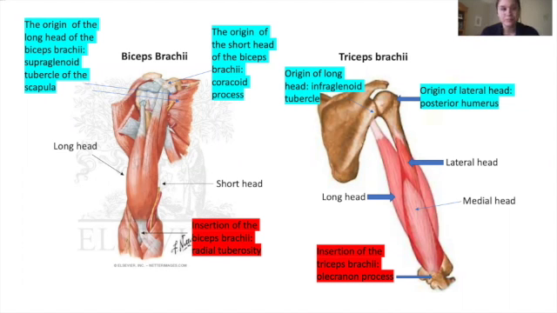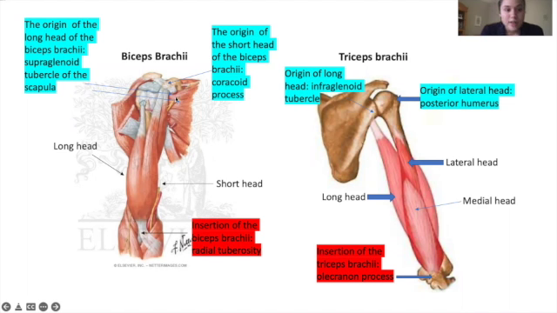of these muscles. So as you can see here, for the biceps brachii, let me start with the long head and the short head. This is the long head of the biceps brachii, and this is the short head of the biceps brachii. So the origin of the long head is at the supraglenoid tubercle of the scapula. So that is right here.